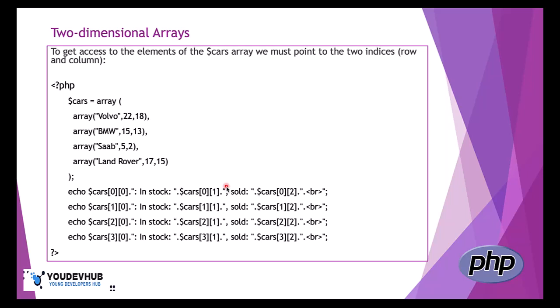So for us to access it, to get access to the elements of the car arrays, we must point out the 2 indices, row and column, for the dimensions of the array. So to echo out a 2-dimensional array, we have this. Now the first index shows the car, while the second index, which is 0 and 1, shows the value here, and the second one shows this. So let's go ahead and see something like that.